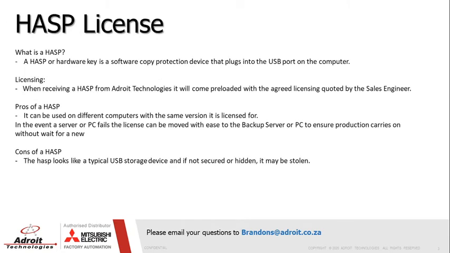A HASP is a software copy protection device that plugs into the USB port on the computer. When you receive the HASP from Adroit Technologies, it will come preloaded with the agreed licensing quoted by their sales engineer. One of the pros of actually using a HASP is in the event of a server failure or new service to be implemented, you can simply move the HASP from the old server to the new server.